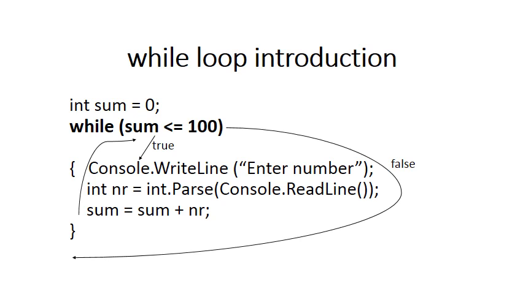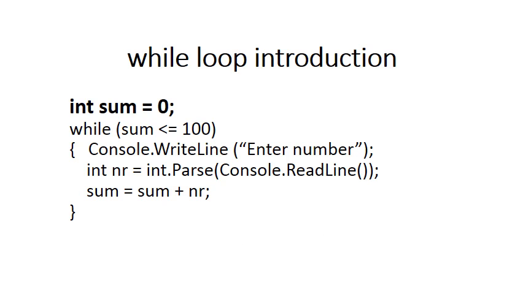Notice what happens inside the loop. When you've reached the last statement, in this case sum is assigned to sum plus number, the program goes back to the condition and checks again whether the condition is still true or false. So that's where your loop happens. At the end of the body of the loop, it goes back to the condition and then it again determines true or false.